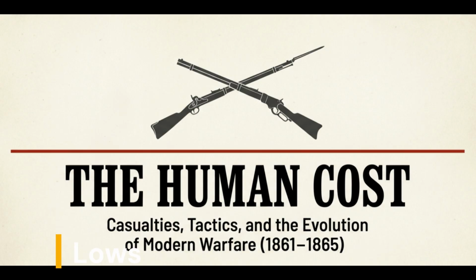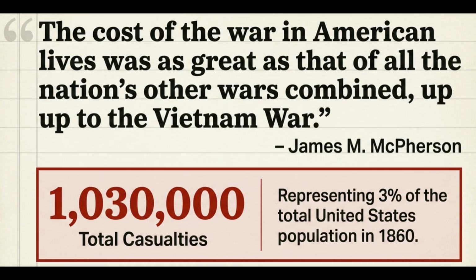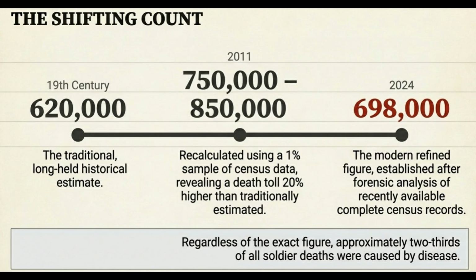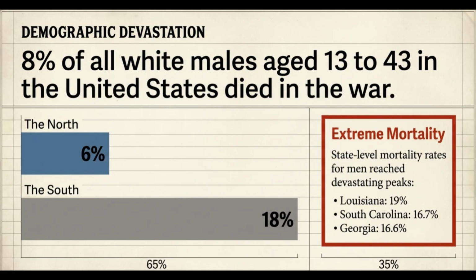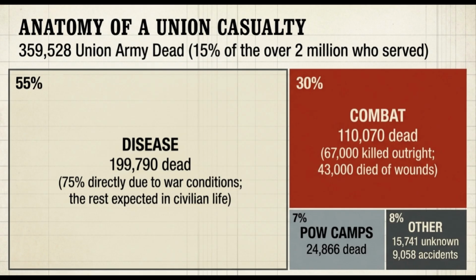Exact casualty figures were collected for the Union, but Confederate records were poorly preserved or lost in the chaos of defeat. Thus, casualty figures are imprecise and based on statistical extrapolation. Neither side kept a record of civilian deaths due to the war. In the 19th century, the number of deaths was estimated at 620,000. In 2011, the number of deaths was recalculated based on a 1% sample of census data, resulting in approximately 750,000 soldier deaths, 20% more than traditionally estimated, and possibly reaching 850,000. The number was recalculated to 698,000 soldier deaths in 2024, after analysis of recently made available complete census records.